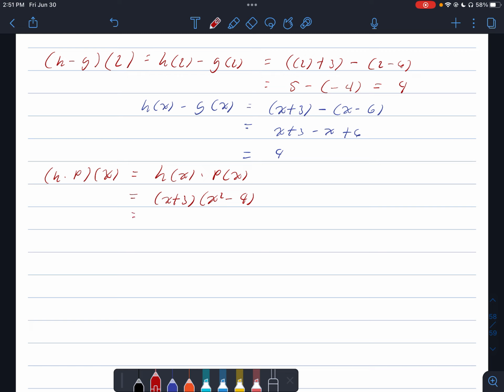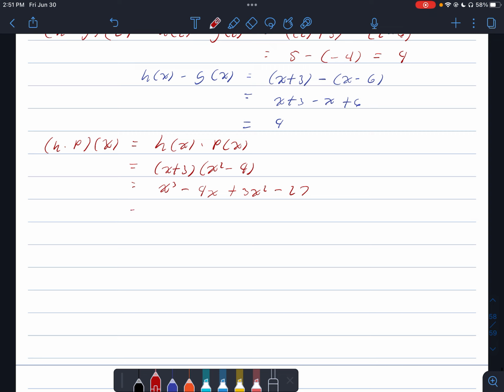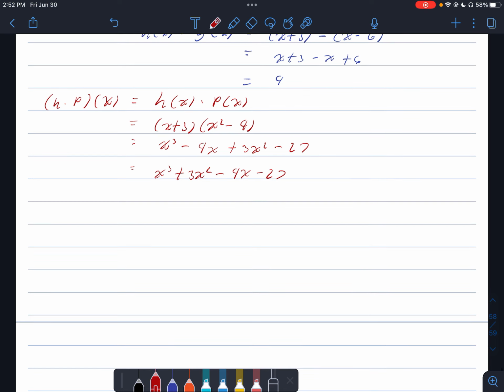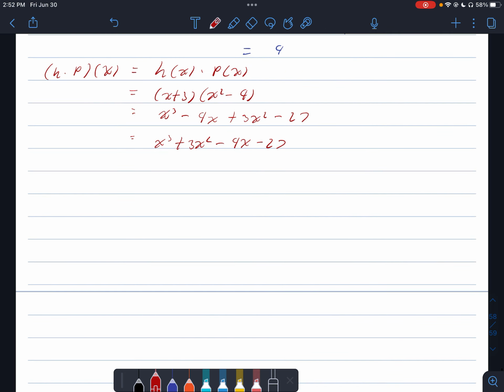If we FOIL this, we'll get x to the third minus 9x plus 3x squared minus 27. We don't really have any like terms here, but we can rearrange it in descending order. We get x to the third plus 3x squared minus 9x minus 27. And you can evaluate that for any points that are in the domain.